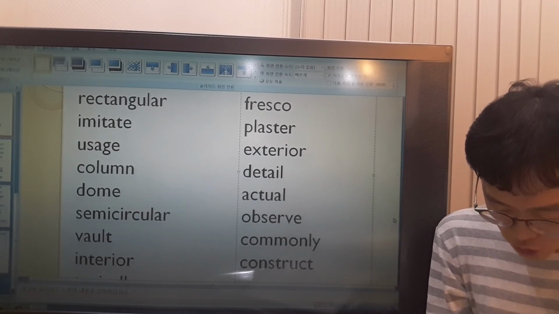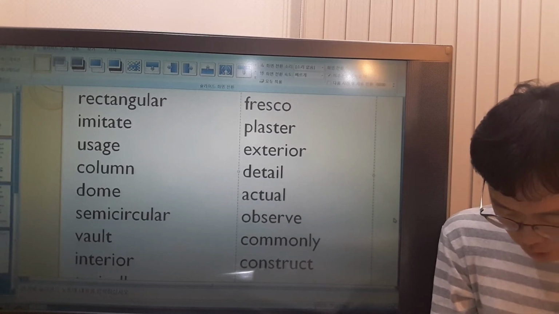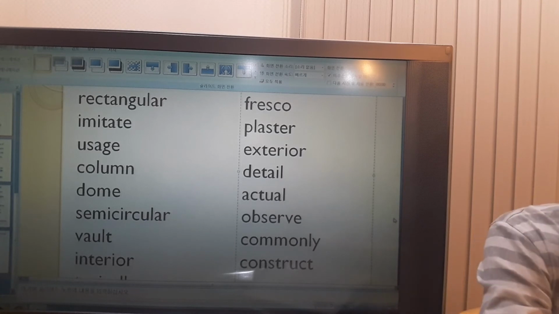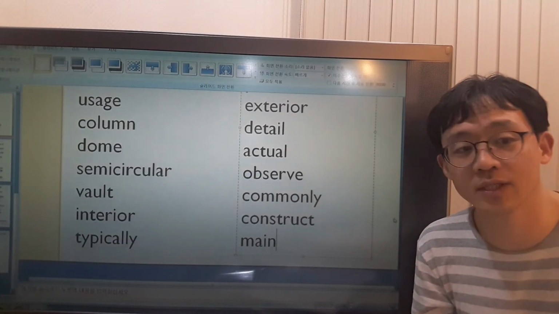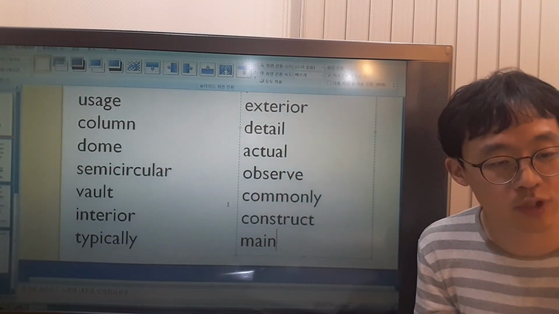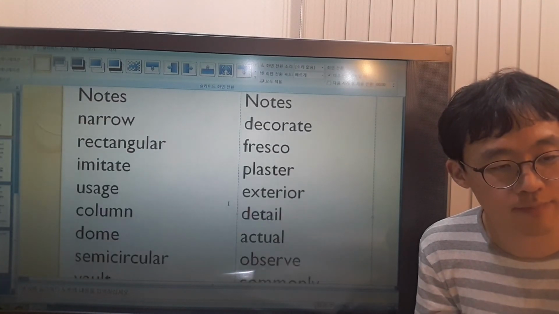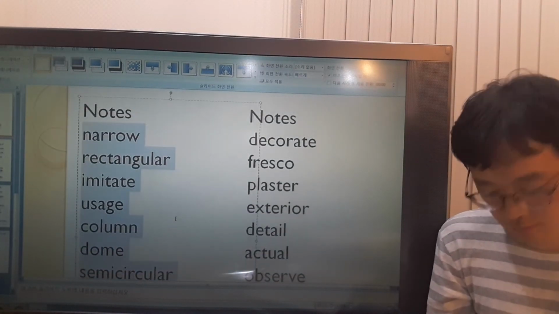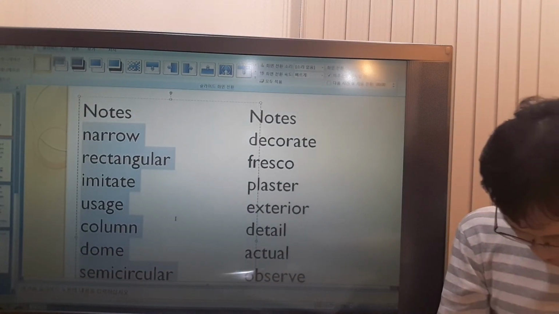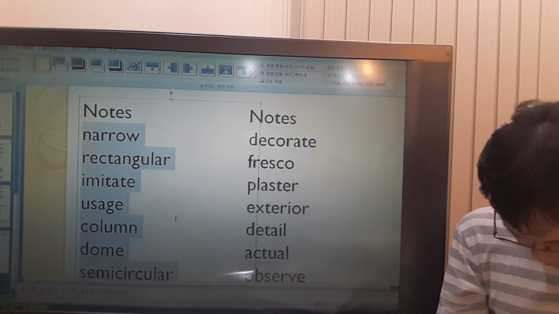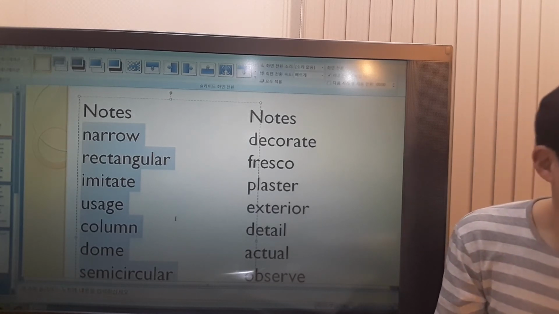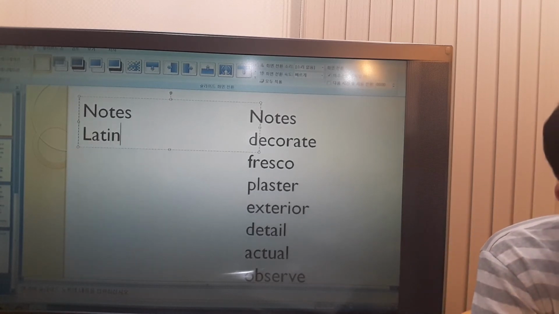The main building's shape is a Latin cross, which is typical of Gothic cathedrals. The main building's shape, what does main mean? Main means being more important than others in a situation. The building's main shape is a Latin cross. What's a Latin cross?